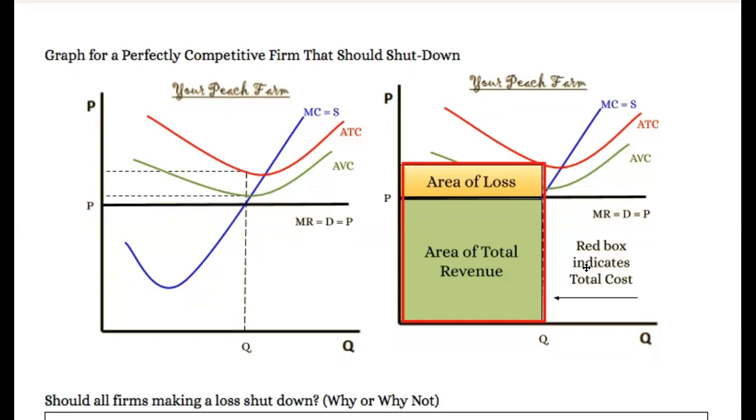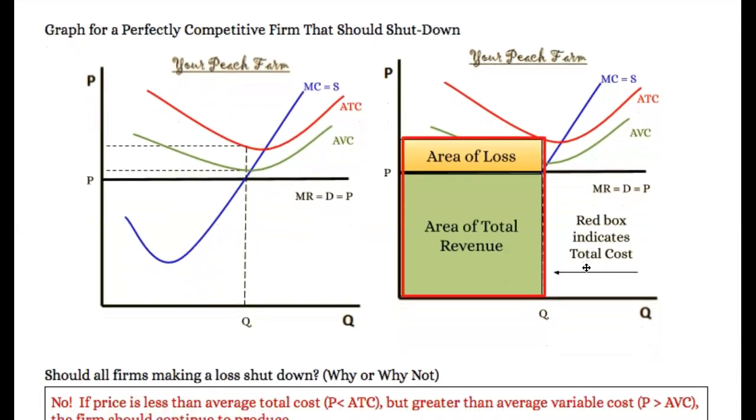So continuing on, this is just kind of going into what I was just saying. And here you can see our peach farm. You can see in green the area of total revenue. The red outlined box is the area of total cost. And then the loss is the yellow area right there.